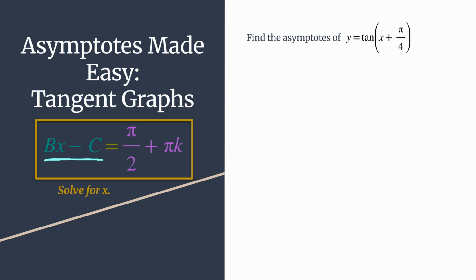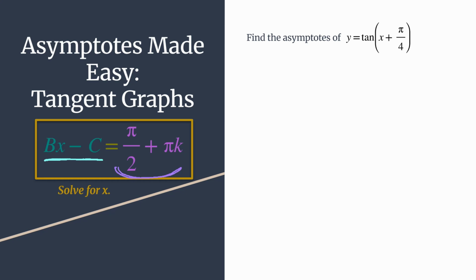We find those at pi over 2 plus pi k, where k is an integer. And you just substitute in different integers to get different asymptotes along that graph. So you set those two things equal to each other, solve for x, and you will have an equation that gives you every vertical asymptote for your particular tangent equation. Okay, so let's see how easy it is.